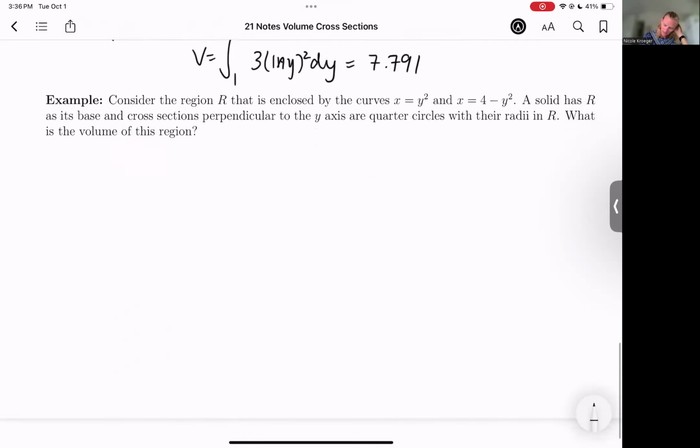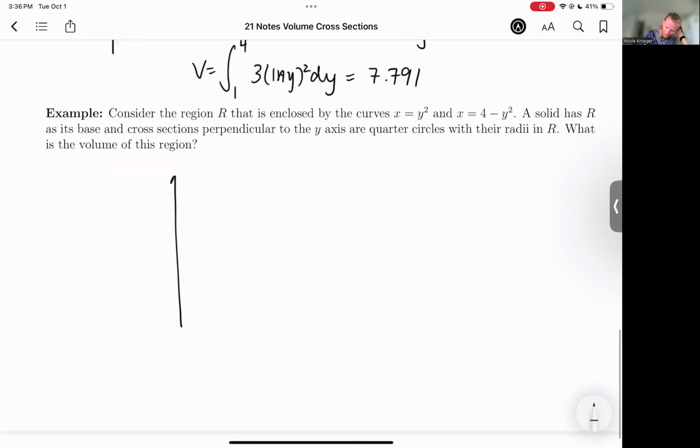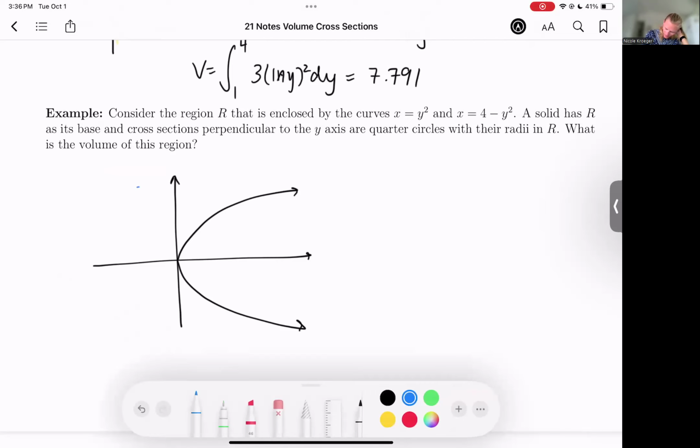Okay, let's do one more together. Okay, so we have the region bounded by y squared, which is a sideways parabola, and 4 minus y squared, which is another sideways parabola in that direction. This is 4 minus y squared, and the black line was y squared. Okay, so the region we're looking at is this region. This region looks like it's going to be best to integrate in terms of y, so I sure hope that they're talking about cross sections perpendicular to the y-axis, and indeed they are, so that's good.